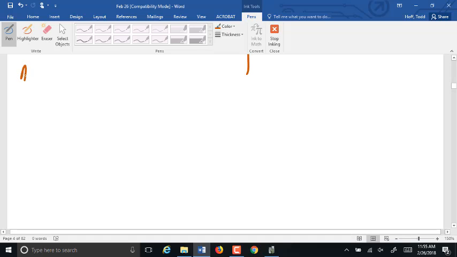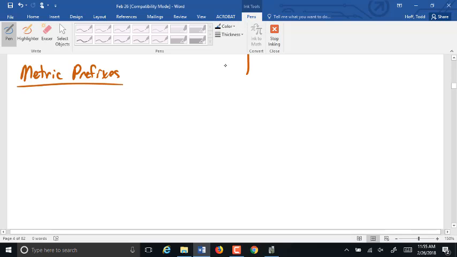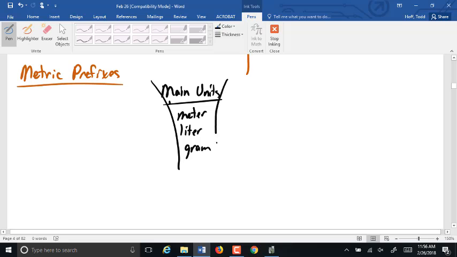So let's look at the metric prefixes. And this chart is actually very, very powerful in the metric system. We have our main units for each type of measurement. We have the meter, liter, and gram. And of course, there are other types of measurement that we haven't mentioned here that do have metric units. There's land measurement for the R and stuff like that as well. But we're going to stick with those three for now.